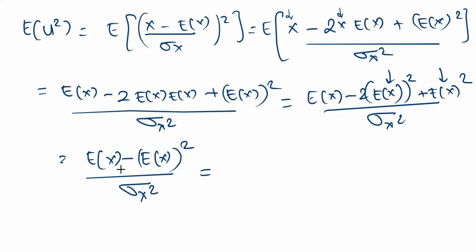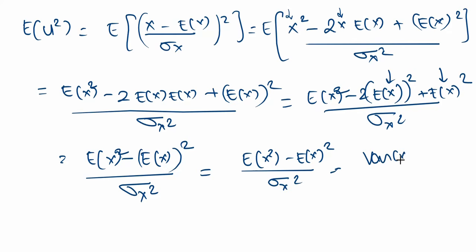Now my numerator is E of x square, sorry about the mistake over here, this is x square, E of x square minus (E of x) the whole square. What is E of x square minus (E of x) the whole square? This will give me the variance of x in my numerator. And what is sigma x square in the denominator? That is also the variance of x. So this will lead me to the value 1. So I have E of u square equal to 1.